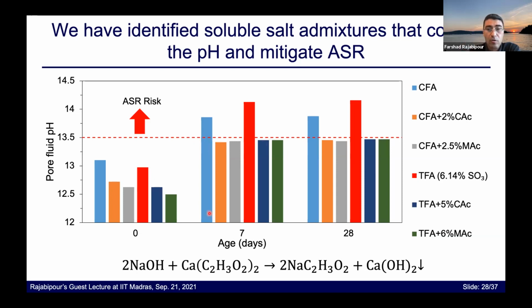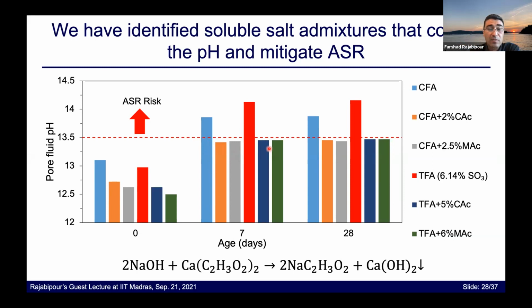So in the case of control fly ash, by admixing 2% calcium acetate, we reduce the pH. Magnesium acetate can also do the same in the case of Trona fly ash. Again, by adding calcium or magnesium acetate, we can reduce the pH to safe levels.